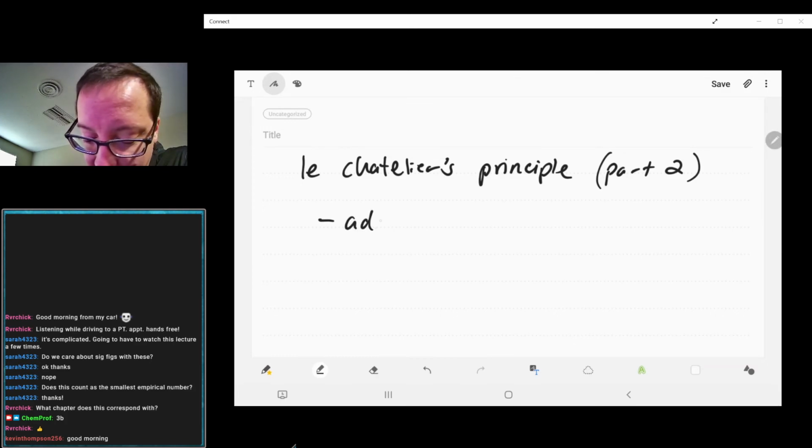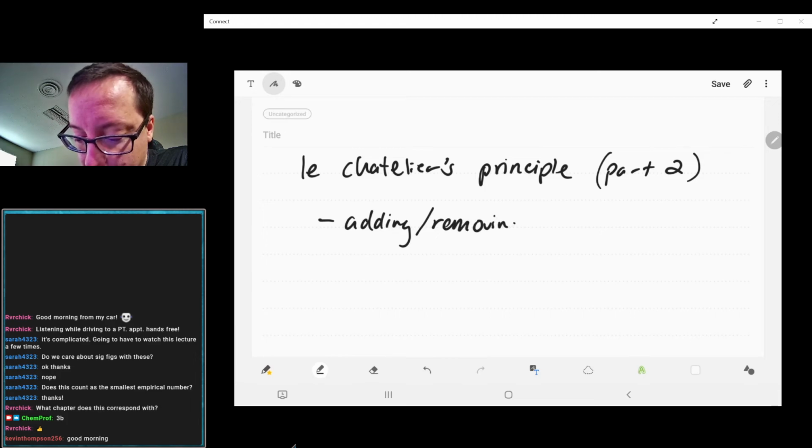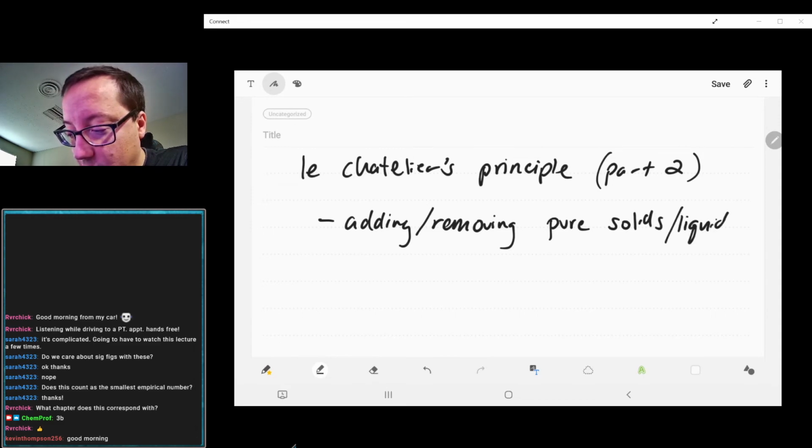We saw that adding or removing pure solids and liquids is not really going to change anything in our equilibrium. So we talked about messing with concentrations of reactants or products. We do not care about solids and liquids in terms of concentration or activity because the concentration does not change for solids and liquids. They always have the same concentration because they are pure.